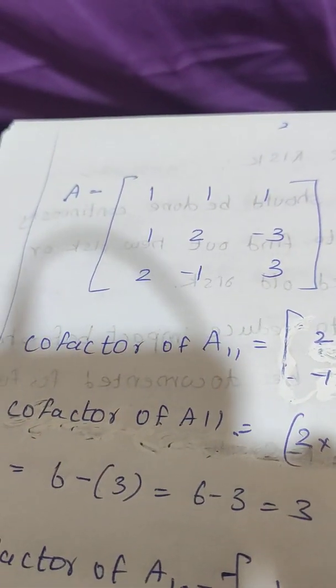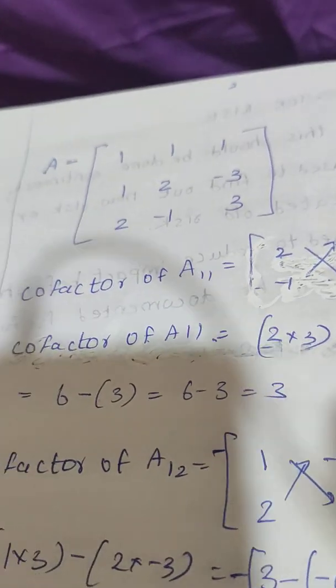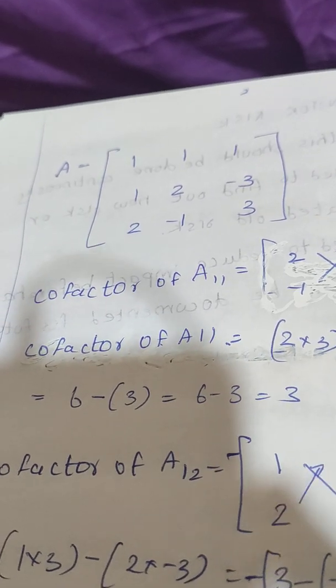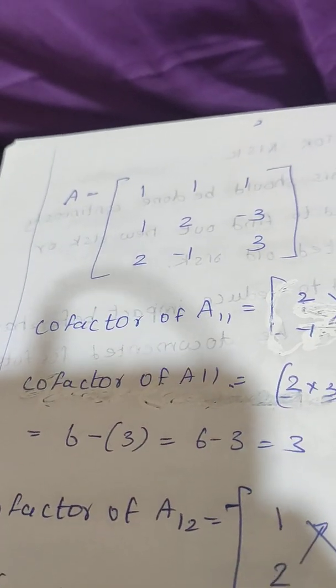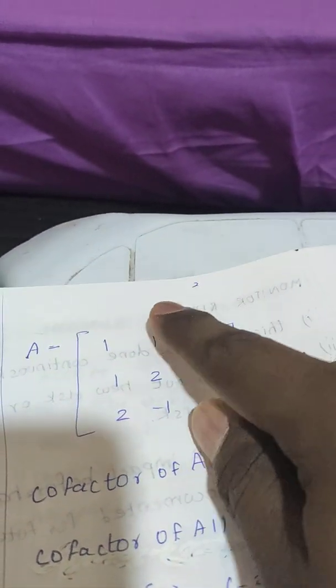But to find the adjoint of A, we must first find the cofactor of A, which is a simple but lengthy process. So please stick with the video and I'll go through the process and tell you how it works. We are going to find the cofactor of each element in the matrix. Since we have 3 rows and 3 columns, we are going to find the cofactor of each element.